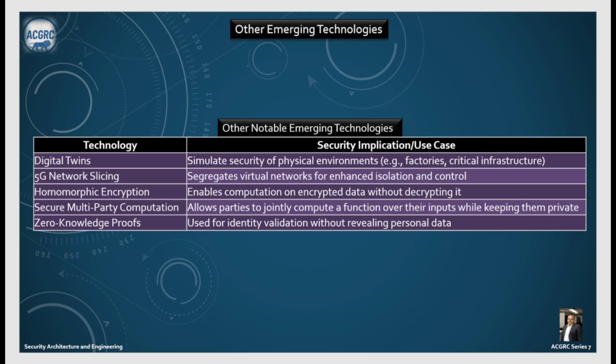Other notable technologies are digital twins, which simulate the security of a physical environment; 5G network slicing, which is segregating virtual networks for enhanced isolation and controls; homomorphic encryption, which enables computing on encrypted data without decrypting it; secure multi-party computation, which allows parties to jointly compute a function over their inputs while keeping them private; and zero knowledge proofs, used for identity validation without revealing personal data.